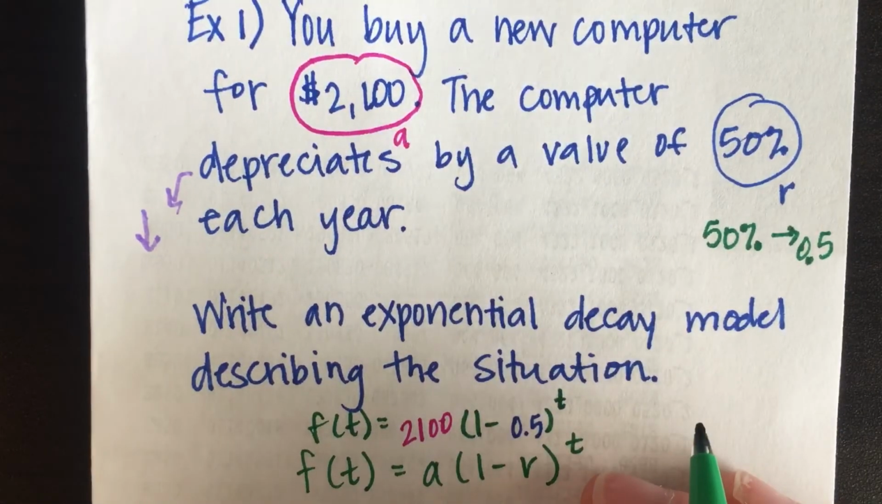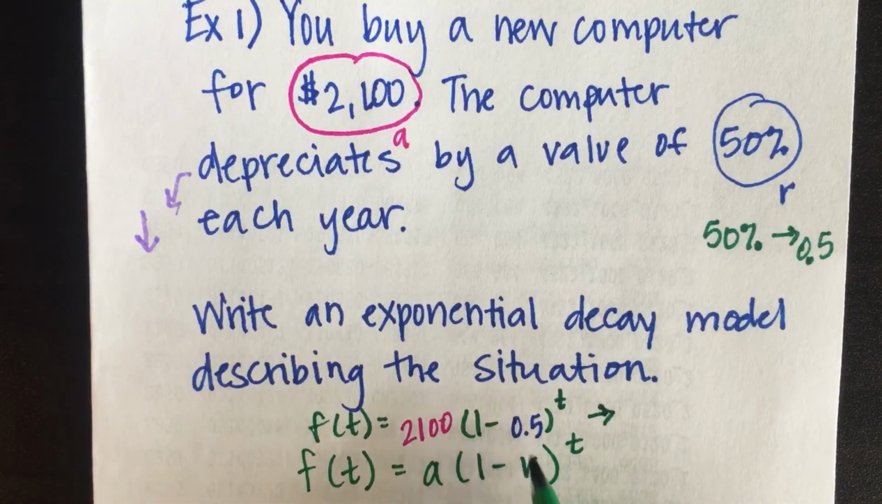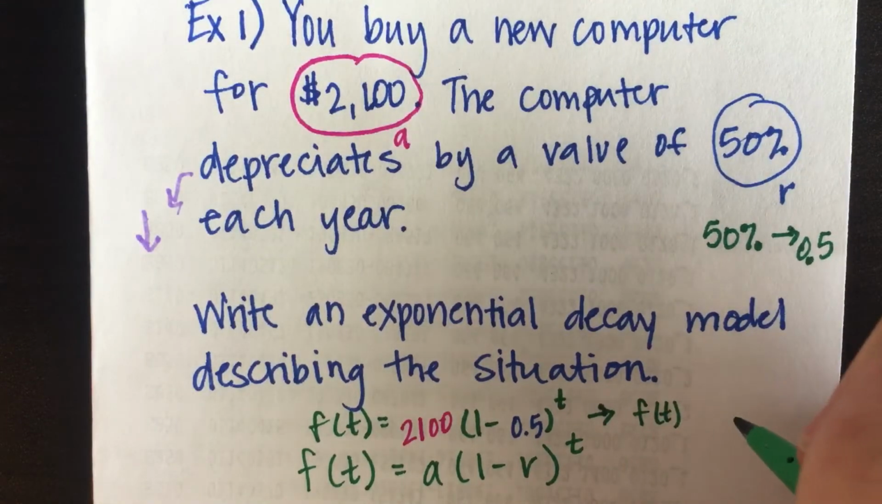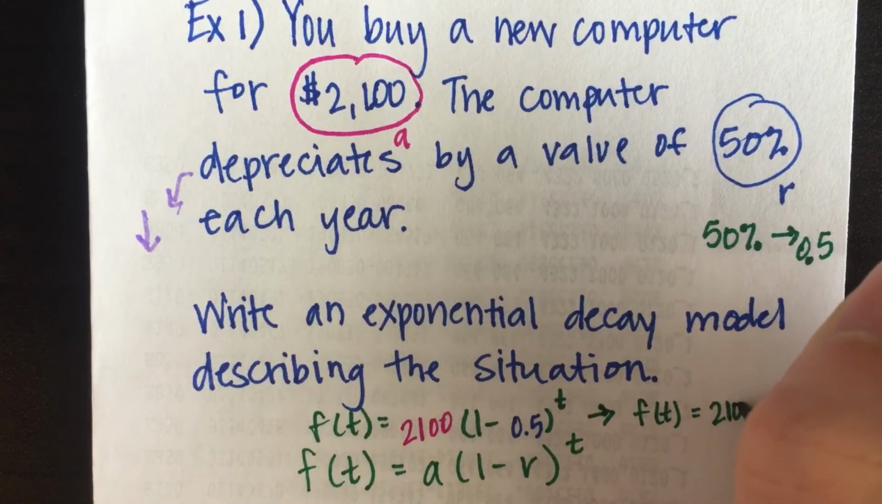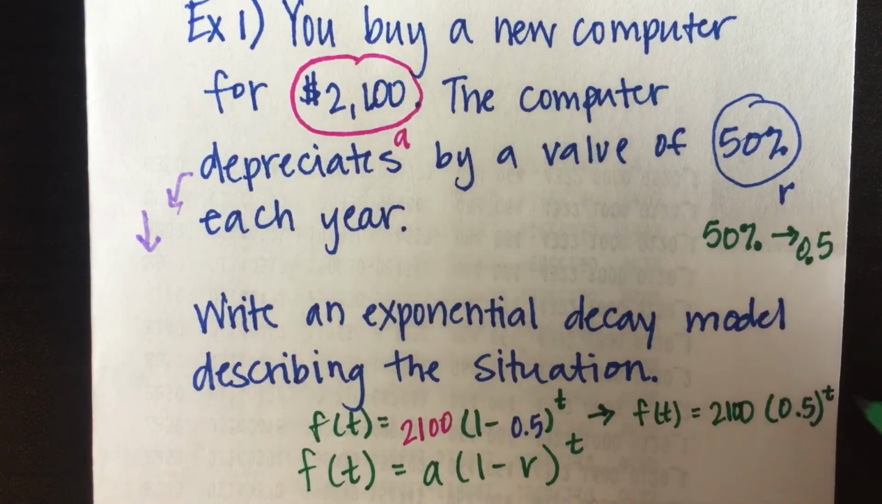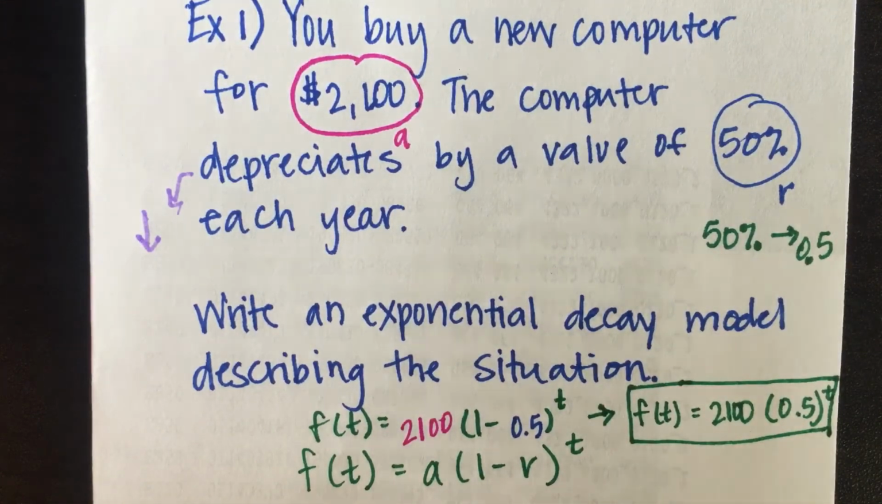We get to just simplify it a little bit more by subtracting this 1 and 0.5. And when we do that, we find that f of t is equal to 2,100 times 0.5 to the t. And this is an exponential decay model that's going to represent this situation up above.